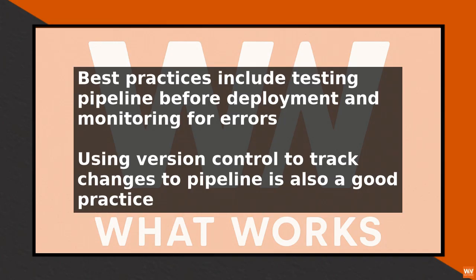In summary, creating and triggering a pipeline in Azure Synapse is a straightforward process that involves creating a pipeline, adding activities to it, creating a trigger, and associating the trigger with the pipeline. By following these steps and best practices, you can automate your data integration workflows and gain insights into your data.